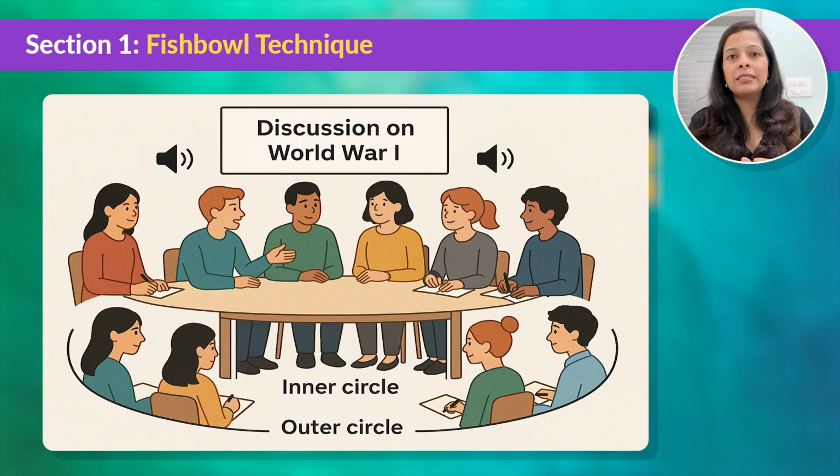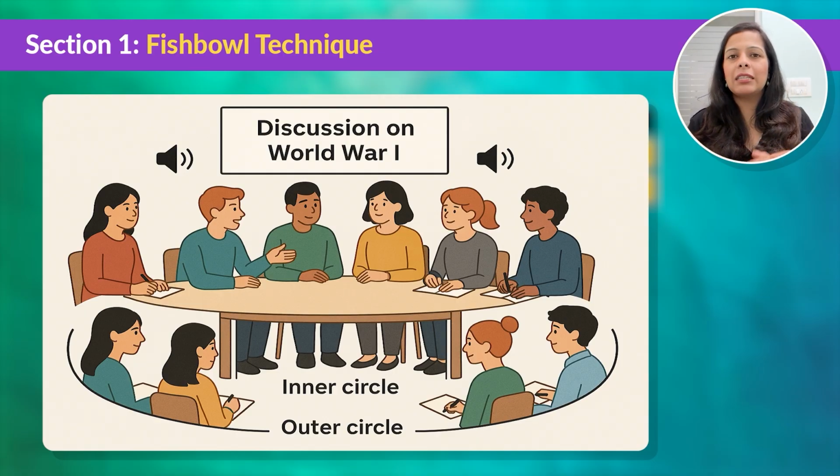Once the discussion ends, the teacher invites the outer circle to share what they have observed. Some might summarize the discussion, others might add their views or ask questions. This way, everyone gets involved, some by speaking, others by listening, and the whole class learns.